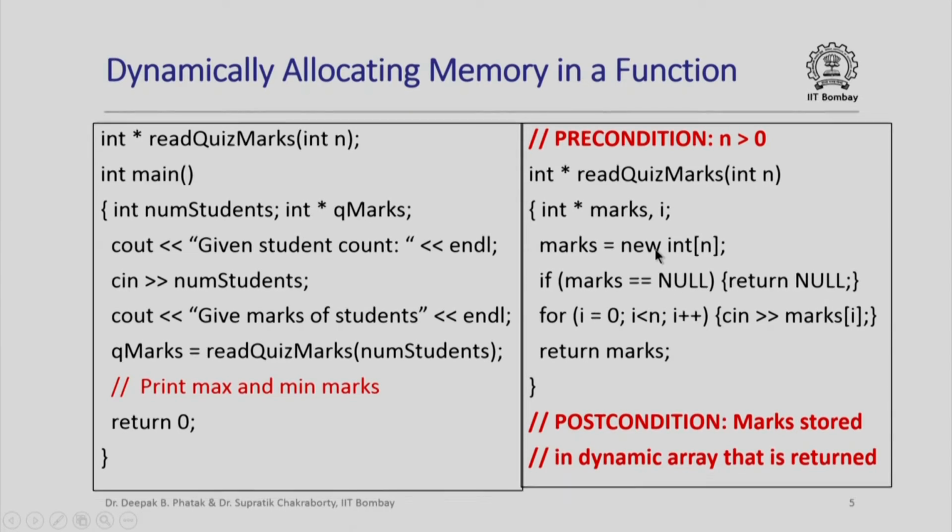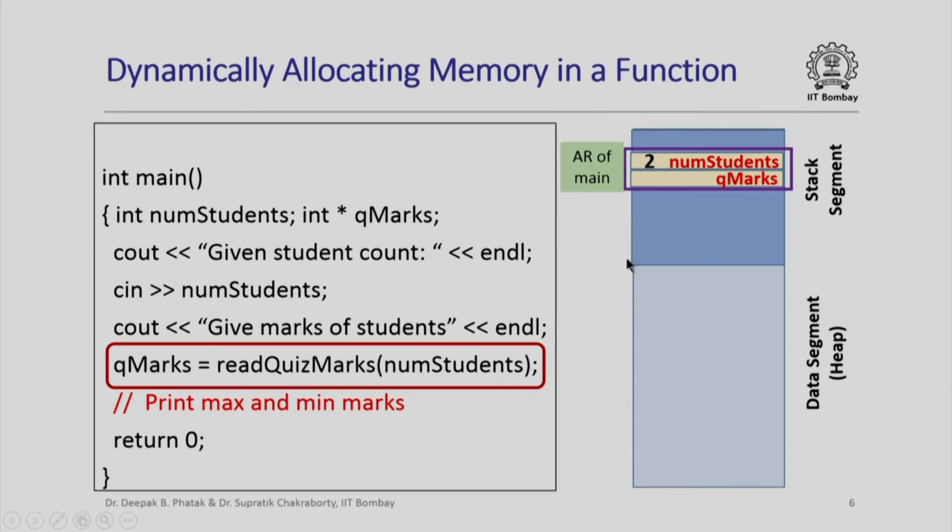And if the dynamic allocation was successful, then I will simply iterate through this for loop, read in all the marks and store them in the marks array, and finally return marks. Now what is marks going to contain? It is basically going to contain the address of the first element in this dynamically allocated array. So that is going to be returned to the main function. Let us see how the memory layout might look like as we execute this program.